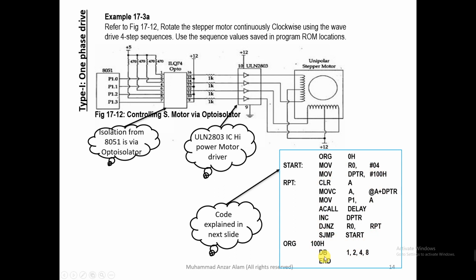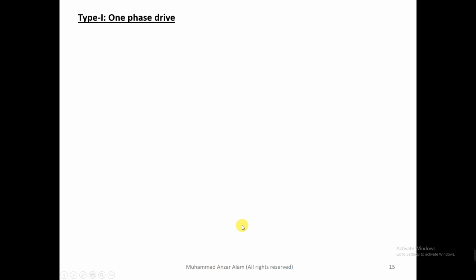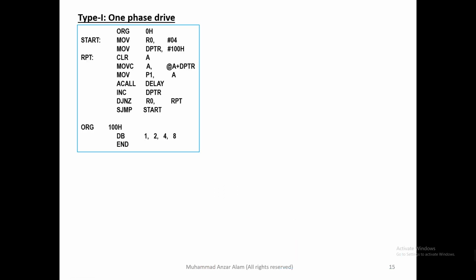Okay, as we see, we also want to explain this slide next. Type 1, one phase driving. So what is this? This is the program, and this is the stepper motor without energization of any of the coils. So this is without power. Figure 0 has no power on its electromagnetic coils.